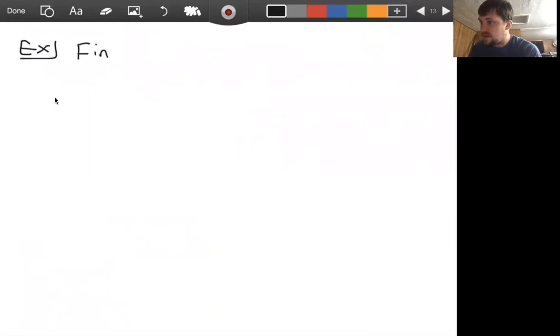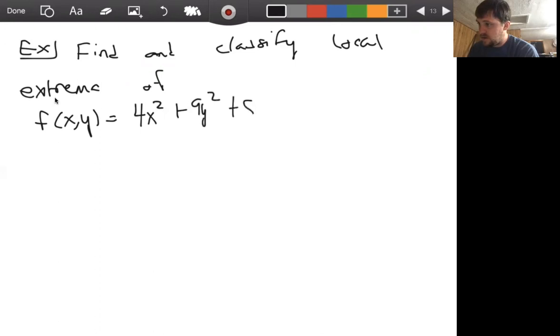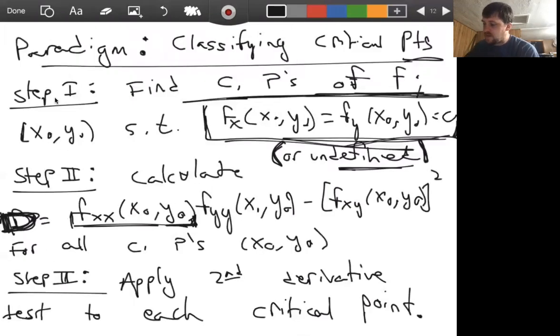Let's find and classify local extrema of f of x, y equals 4x squared plus 9y squared plus 8x minus 36y plus 24. Okay, and so what is step one? Let's follow our paradigm here. Step one is to find the critical points.